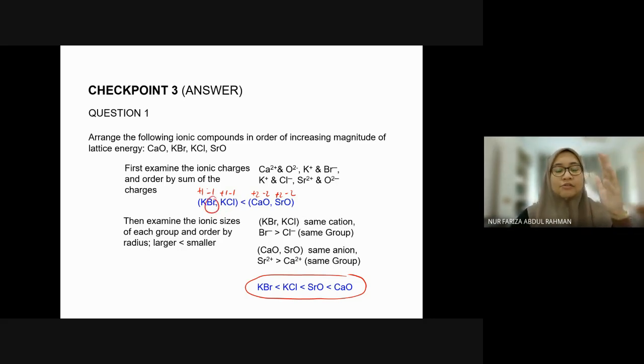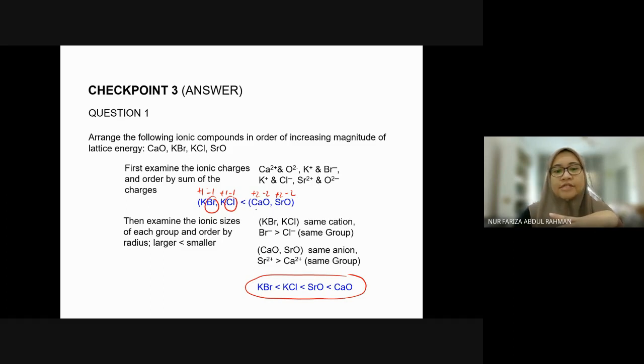Br is located below Cl in the periodic table or in the group. So that means Br is larger in size compared to Cl. If larger in size, that means the attraction is weaker. Weaker means less energy is needed to break the attraction. Therefore KBr should have lower lattice energy followed by KCl.